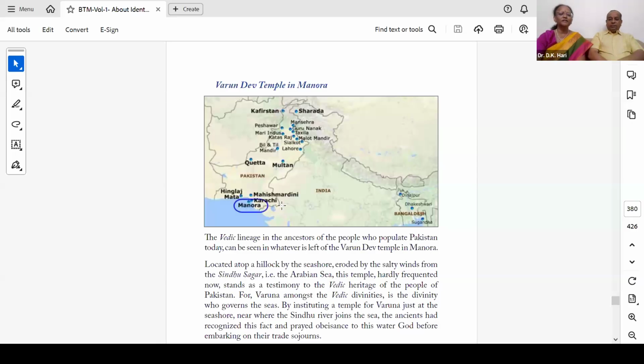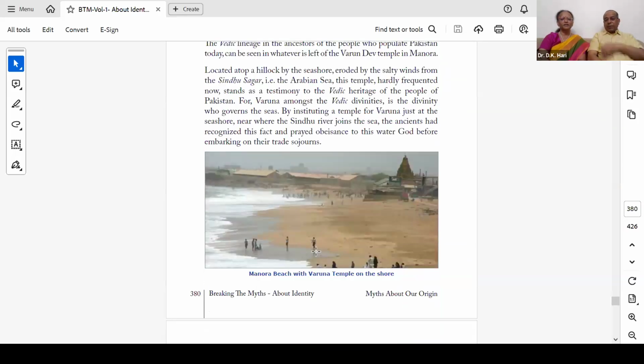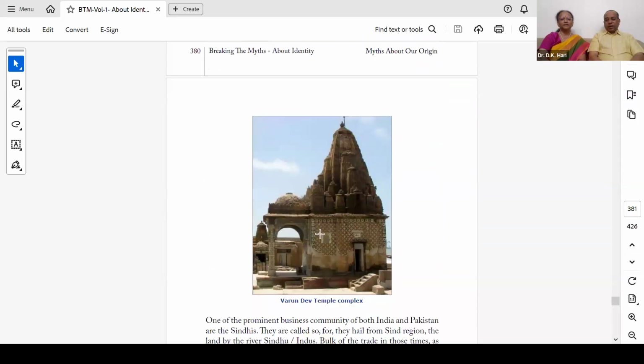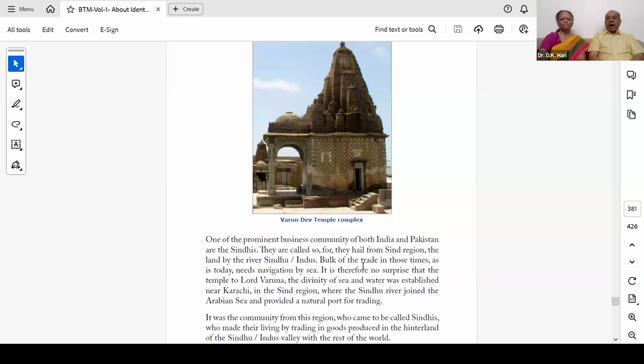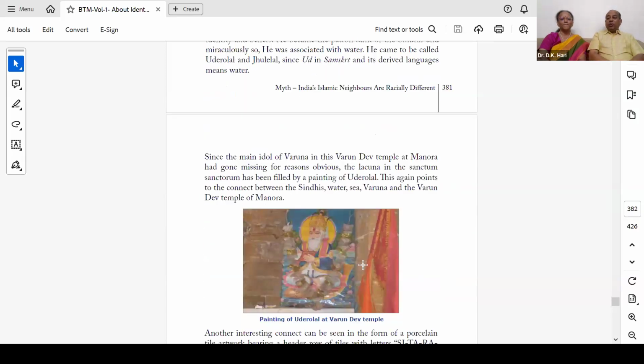So we have written about this in our book, Breaking the Myths, about identity. You'll find more details and more recent pictures. So that's the temple. This is on the beach, Manora beach, with the temple here. So that's a temple for Varun Dev. Look at the top point of the Sindhu Sagar.